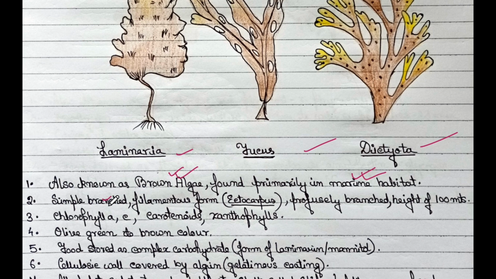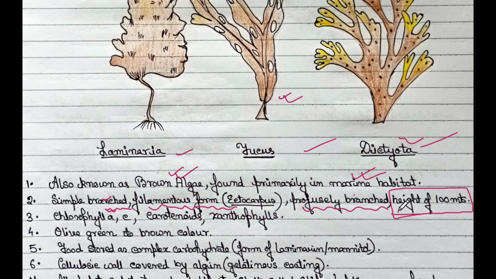They can be simple branched like this. They can be filamentous or profusely branched like dictyota. They can reach a height of 100 meters. So what are the characteristic features it has? It can be simple branched, it can be filamentous, it can be profusely branched, and it can reach a height of 100 meters.